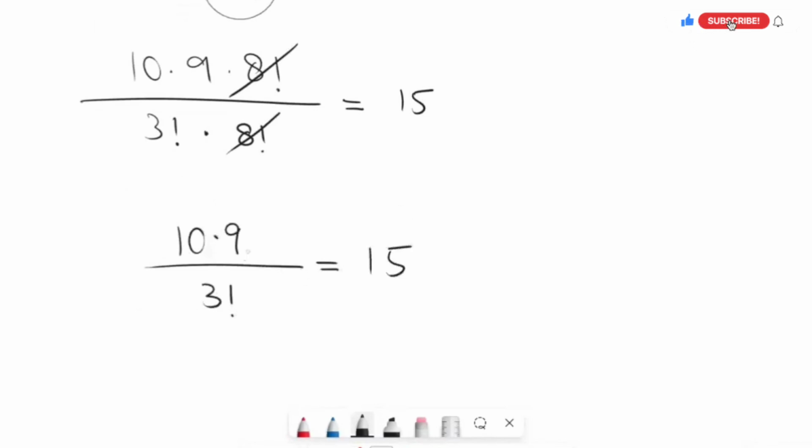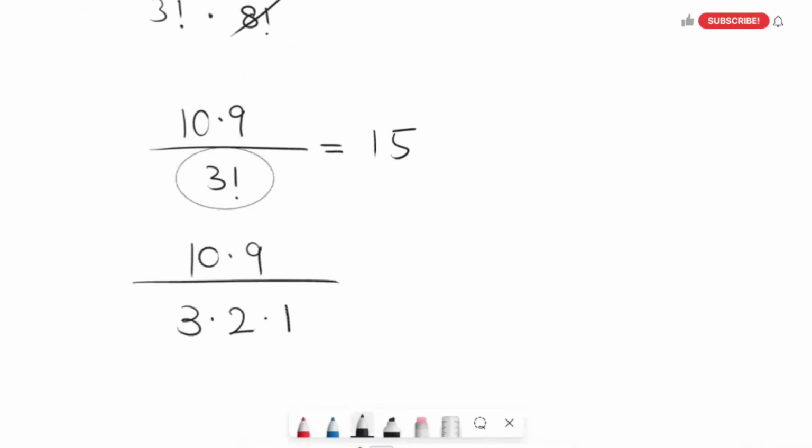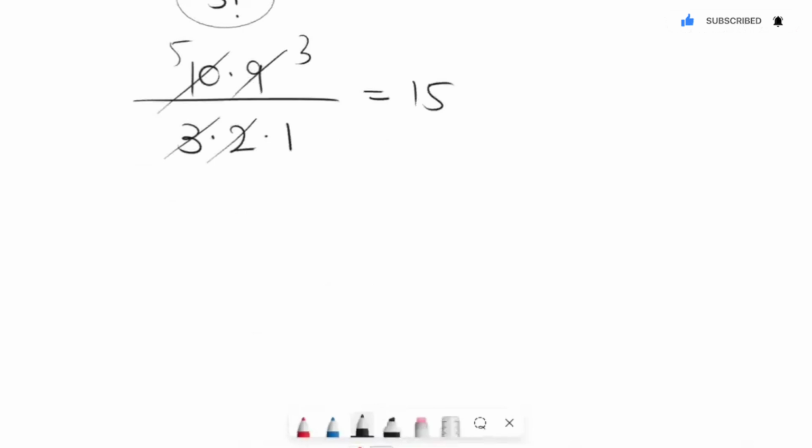Next I am going to write the factorial of 3: 10 times 9 over 3 times 2 times 1 is equal to 15. Now this gets cancelled by 5 and this gets cancelled by 3. So 5 times 3 gives us 15 is equal to 15. So the value of m, that is 5, is absolutely correct.